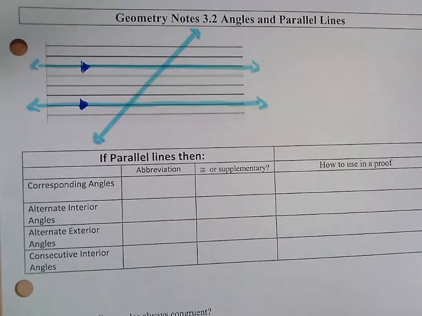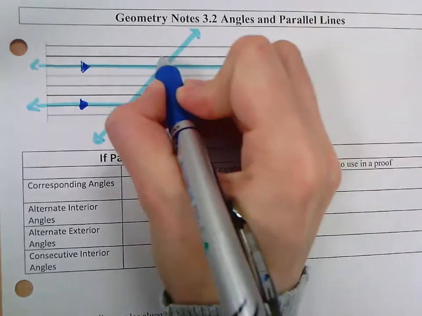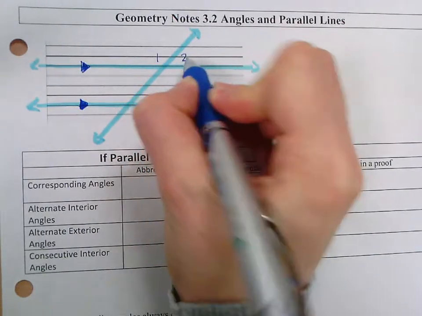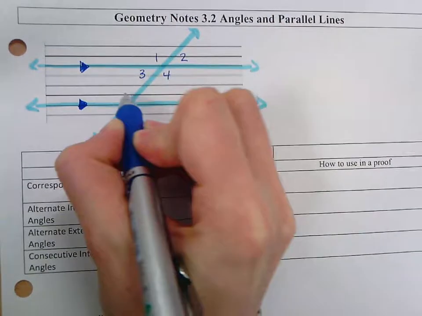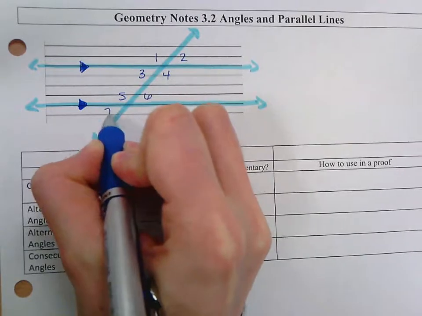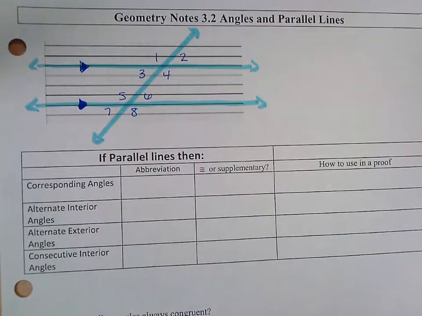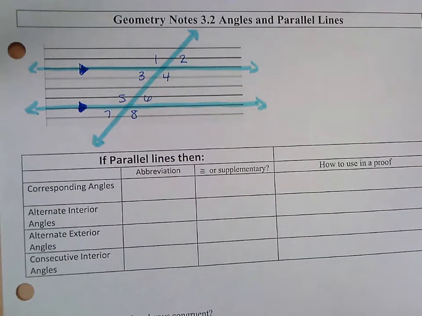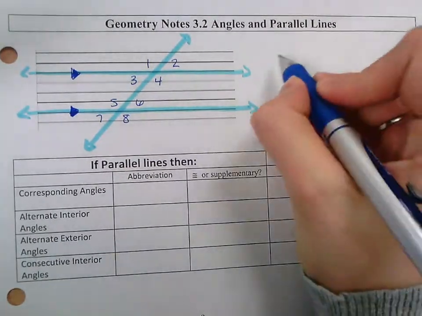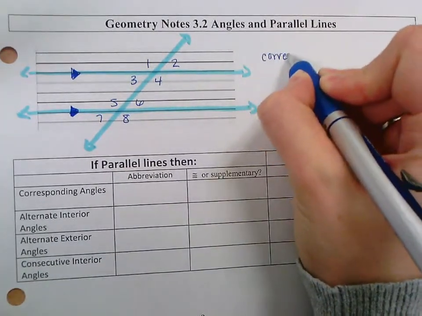And then I'm also going to label some angles here. So I'm going to label 1, 2, 3, 4, 5, 6, 7, 8. So I just want to review the terms that we talked about yesterday, the corresponding, alternate interior, alternate exterior, consecutive interior. And I'm just going to write those off to the side.